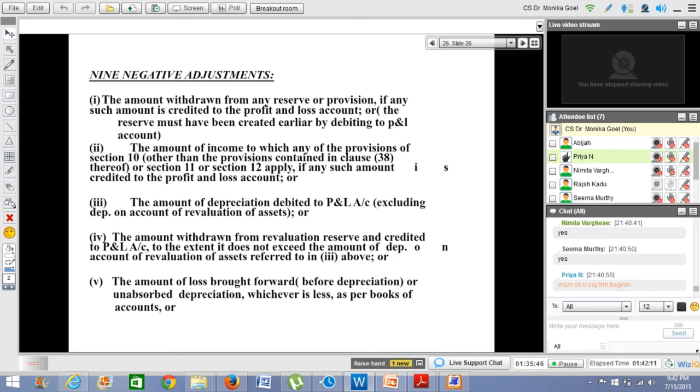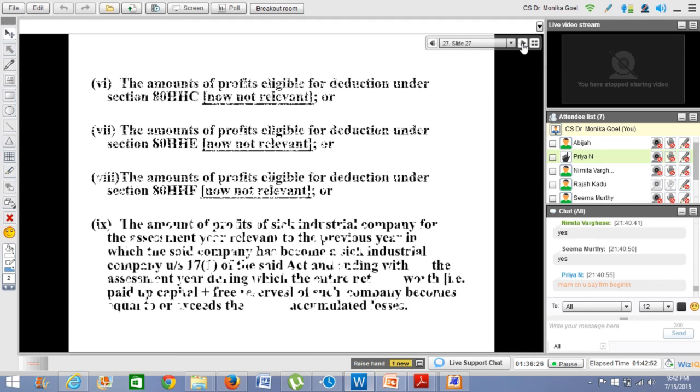Next adjustment that you have to make is you have to reduce the amount of loss brought forward before depreciation or unabsorbed depreciation, whichever is lower as per books of accounts, not as per Income Tax Act, but as per the Companies Act. If you have any loss brought forward or any unabsorbed depreciation, you will reduce whichever is lower of the two. And in case you have got unabsorbed depreciation for the last 5 years, and in case you've got brought forward losses also for the last 5 years, you can accumulate them together, then calculate whichever is lower, and you can make the adjustment, right? So these five adjustments are clear.